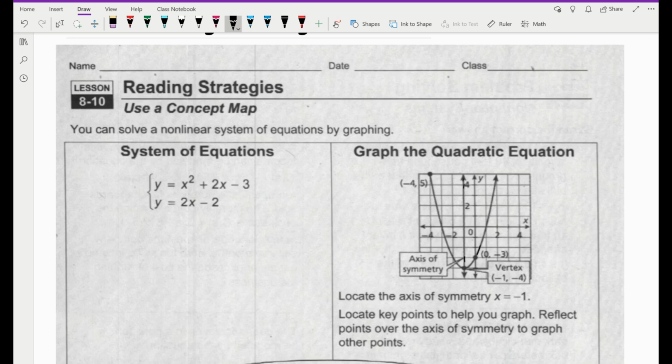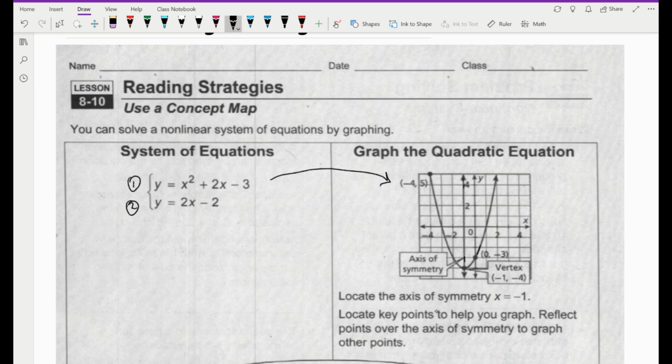We'll be given one quadratic equation and one linear equation, and we will find where they intersect by both graphing and by using the substitution method. Just look at the first example here. We have a quadratic equation, y equals x squared plus 2x minus 3, and we have a linear equation, y equals 2x minus 2. To explain the graphing, we can just look over here to the right.